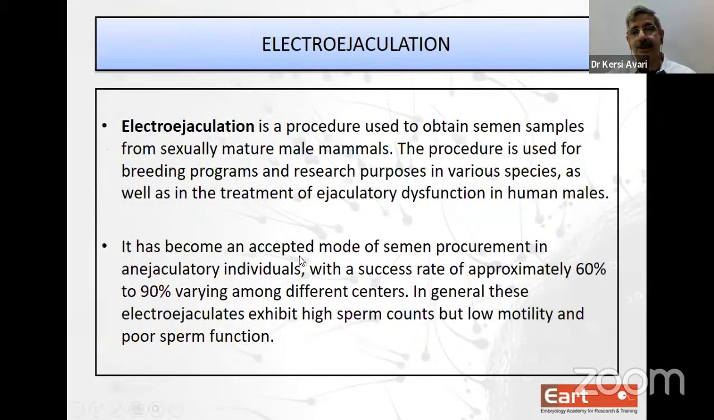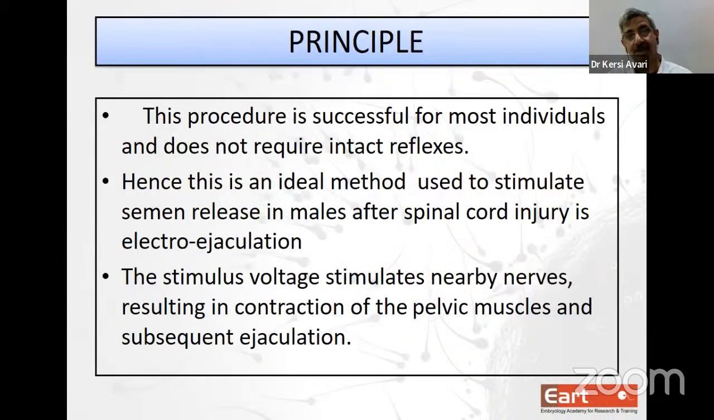So we come to electroejaculation. It is an accepted mode of sperm procurement in any anejaculatory individual, and the success rate is good. But what happens is, in all electroejaculates, sperm counts are always high, but motility is always compromised, the reason for which is still unknown. And this is the principle. Electric stimulation stimulates the accessory organs by stimulating the muscles. So the muscles contract, the prostate and the seminal vesicles contract due to the electrical stimulation, and it ejaculates.